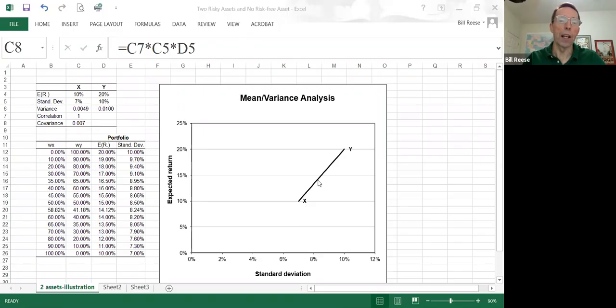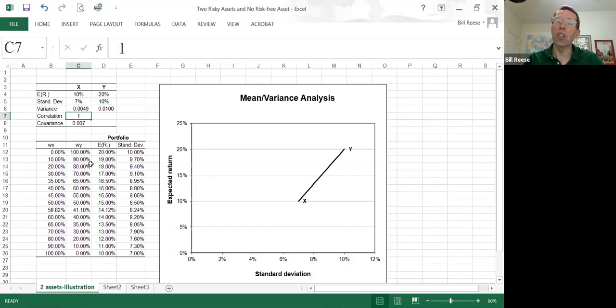But what we have right here is the data that is being entered to begin with, right up in here, starting with cell B4. So we have two risky assets, which we title X and Y. The expected return on X is 10%. The expected return on Y is 20%. The standard deviation of X is 7%. The standard deviation of Y is 10%. The variance of X is going to be the standard deviation squared, right? The variance of Y is going to be its standard deviation squared.